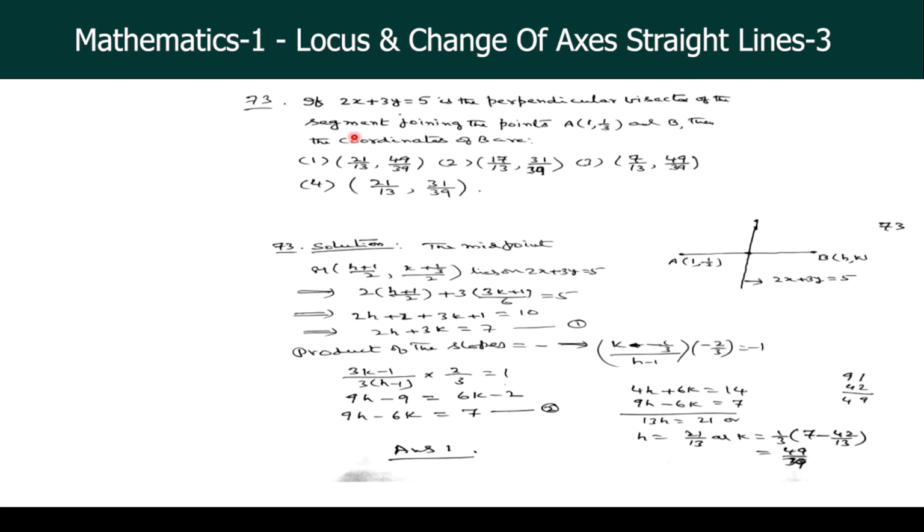Okay, next. 73. If 2x plus 3y is equal to 5 is the perpendicular bisector of the segment joining the points A (1, 1/3) and B, then the coordinates of B are, and so on are the given options. And here you use the image formula.